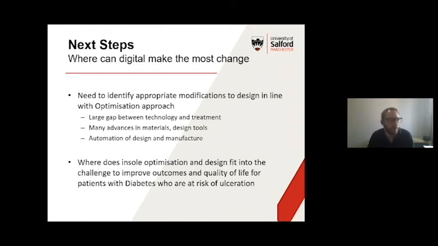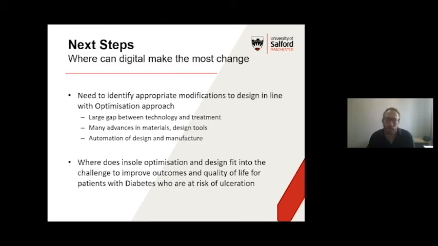So just to build on this, we have identified a need to apply appropriate modifications to design with an optimized approach. And I think at the moment, there is still a large gap between the technology that's available and the treatment options, especially for moderate to high risk individuals. We have a bit more scope, and we're able to take more risks, or we're able to do more within a lower risk cohort. But at this level, we need to be very careful and cautious with the interventions that we choose, and we need to ensure that there's evidence that those interventions are going to be effective before we can implement them.